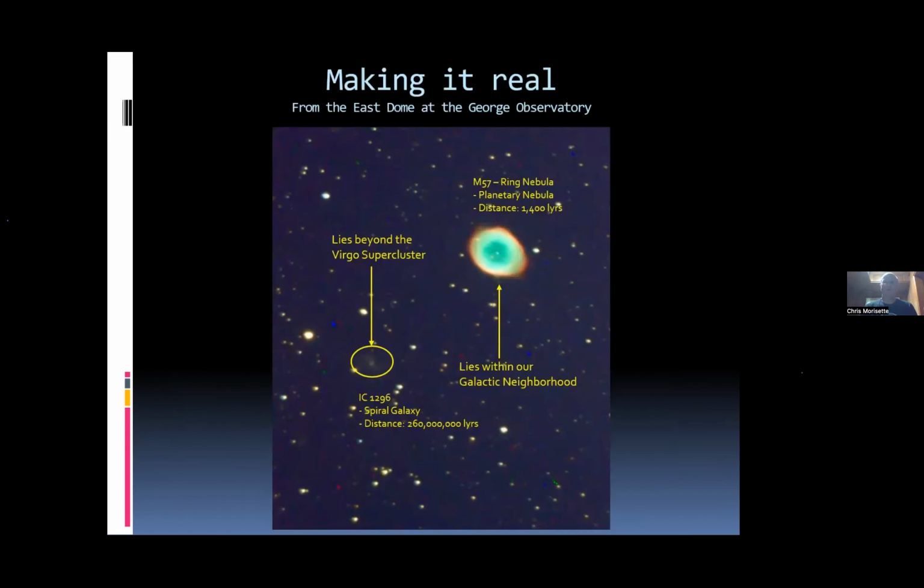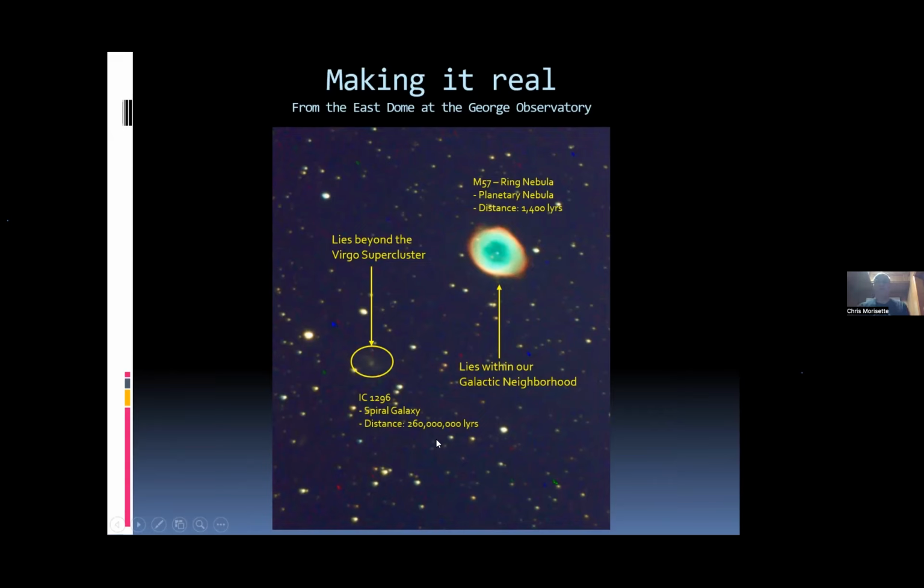I want to make it real, though, before we wrap up the presentation tonight. And I get the biggest kick out of this picture. As Joe mentioned, I volunteer at the George, and over in the East Dome, we were showing the Ring Nebula one night. And the Ring Nebula is very close by. It's only about 1,400 light years away, and it lies well within our own galactic neighborhood. Well, Jeff Lepp was out with us that one night, and he pointed out over here a barred spiral or a spiral galaxy, IC 1296.